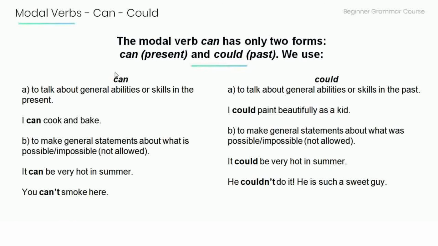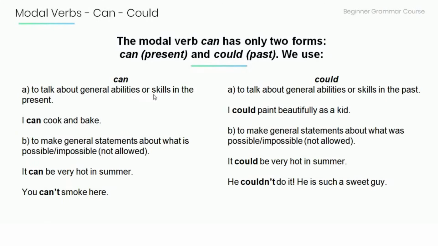Now, the modal verb can has only two forms, can in the present and could in the past. Now, we use can, A, to talk about general abilities or skills in the present. For example, I can cook and bake.